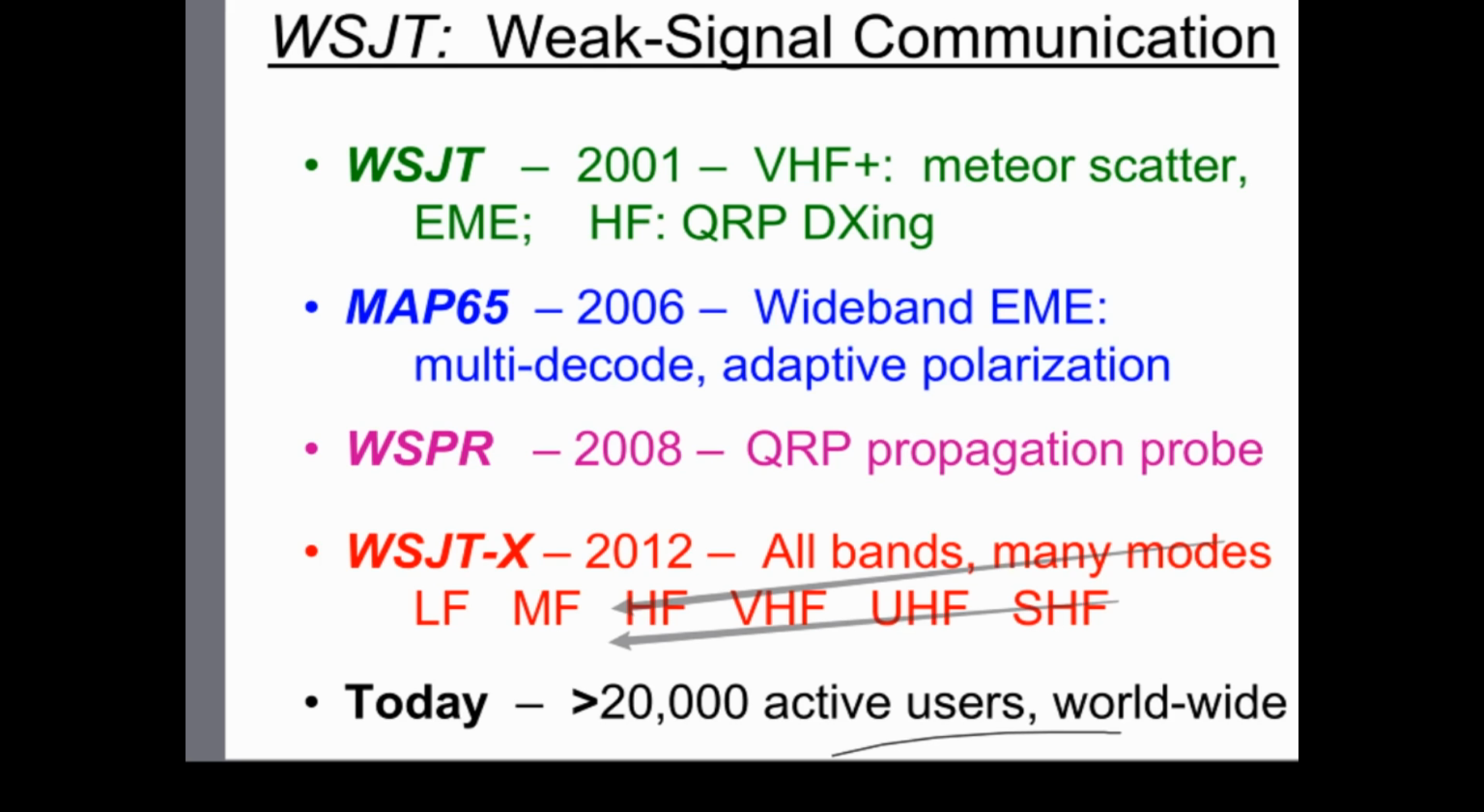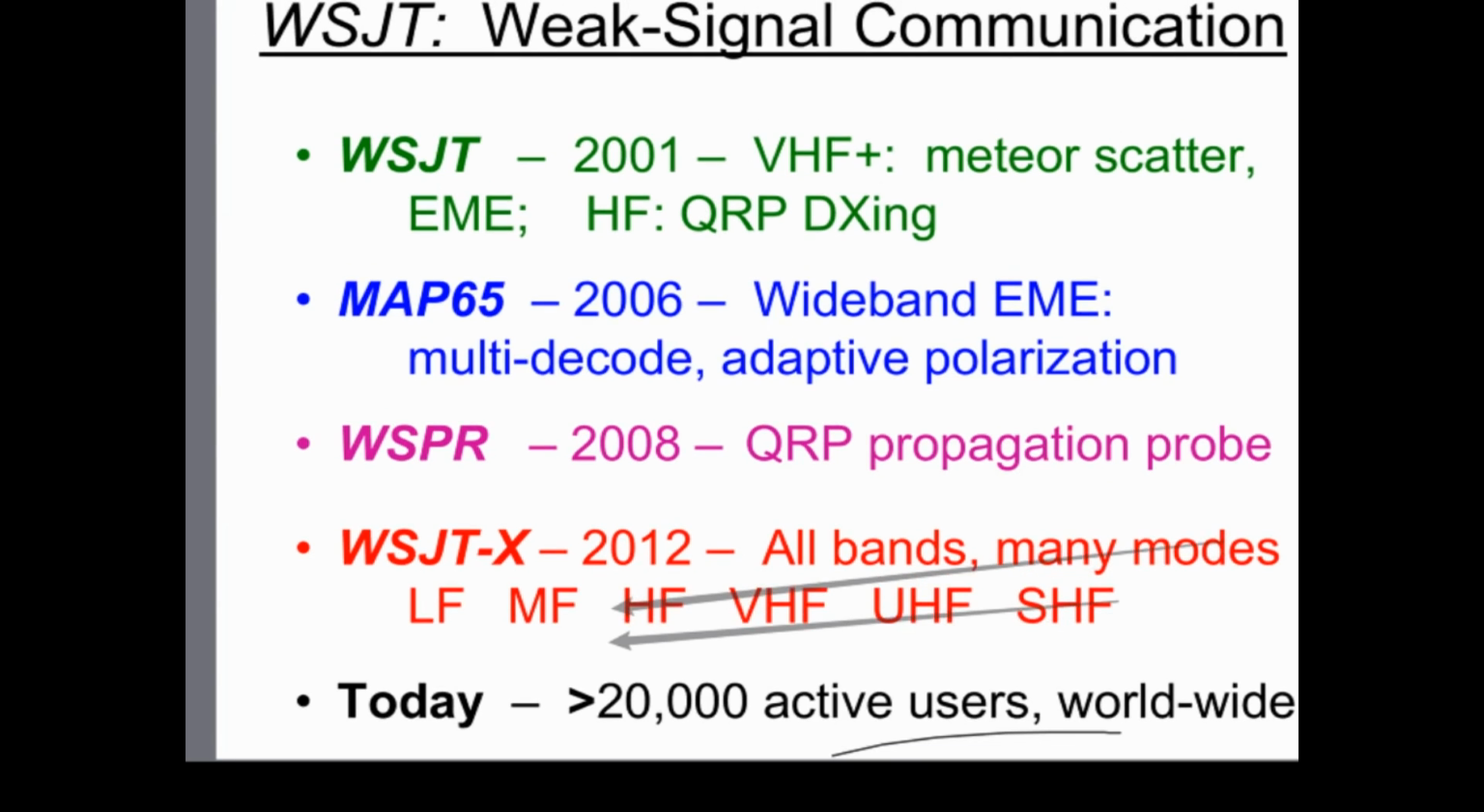Today, there are something like 20,000 active users of WSJT-X around the world. The program has a number of derivative softwares. It's open source, so anybody can copy the source code and build their own modifications into it. And a few people have done that and distributed their modifications, and those are popular programs as well. So that's basically the history.